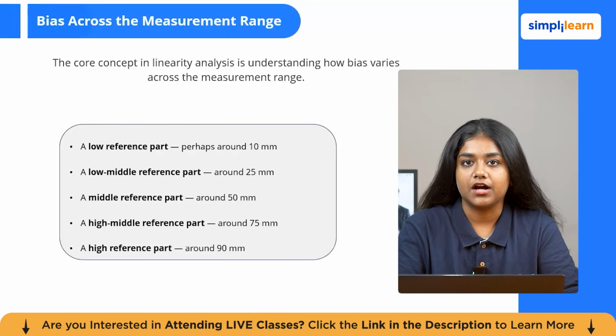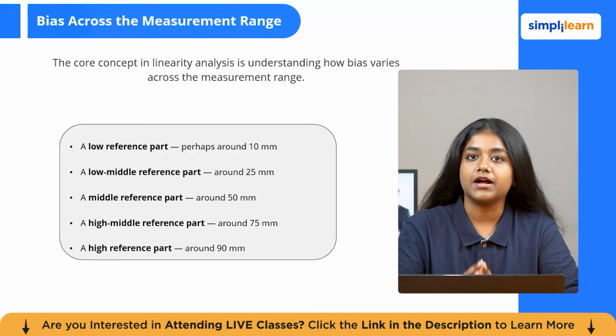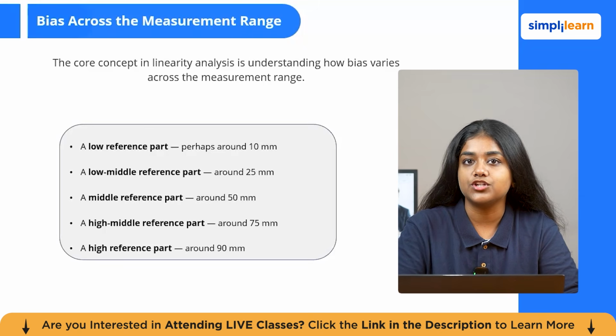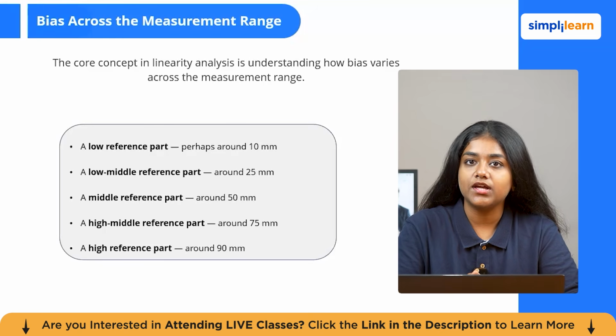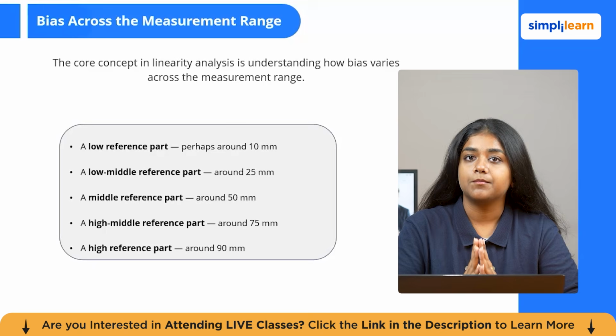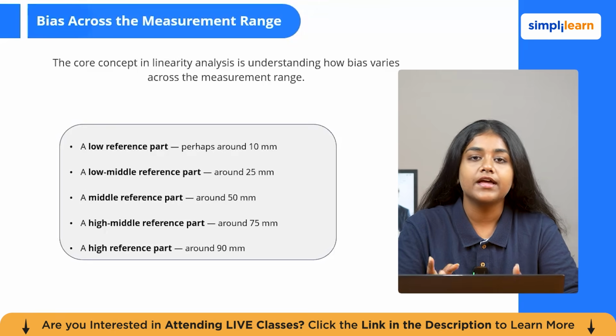For each reference part, you calculate the bias just as you would in a bias study by taking multiple measurements and comparing the average to the known reference value. Then you plot these bias values against the reference values. If the gauge is perfectly linear, all the bias values would be the same, meaning the gauge is equally accurate at all points in its range. But if the bias at low value is different from the bias at high value, if the data points show a trend or slope, then the gauge has a linearity problem.